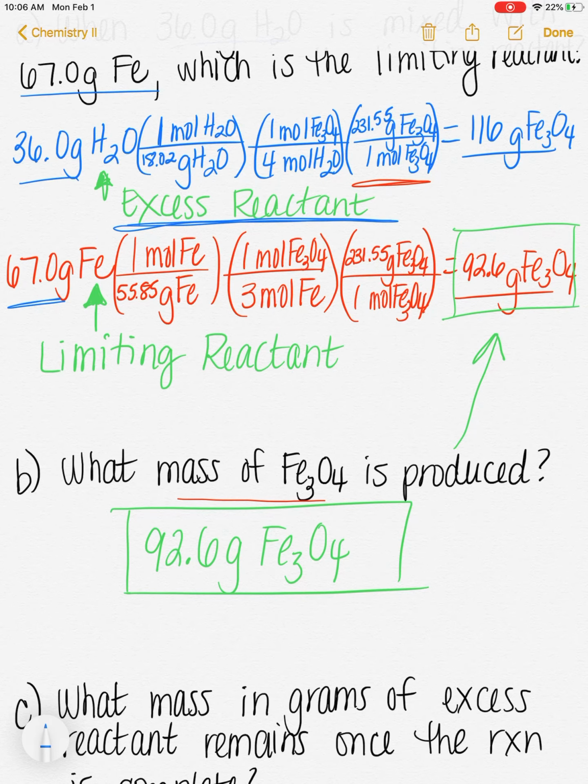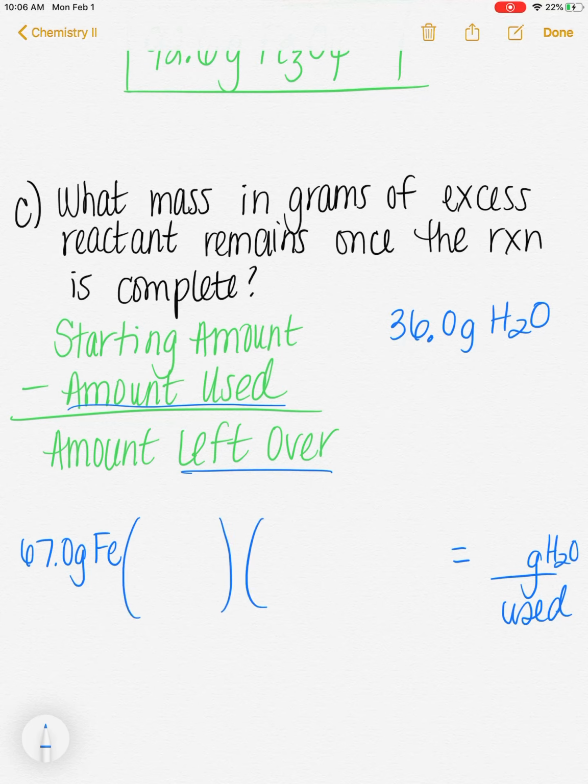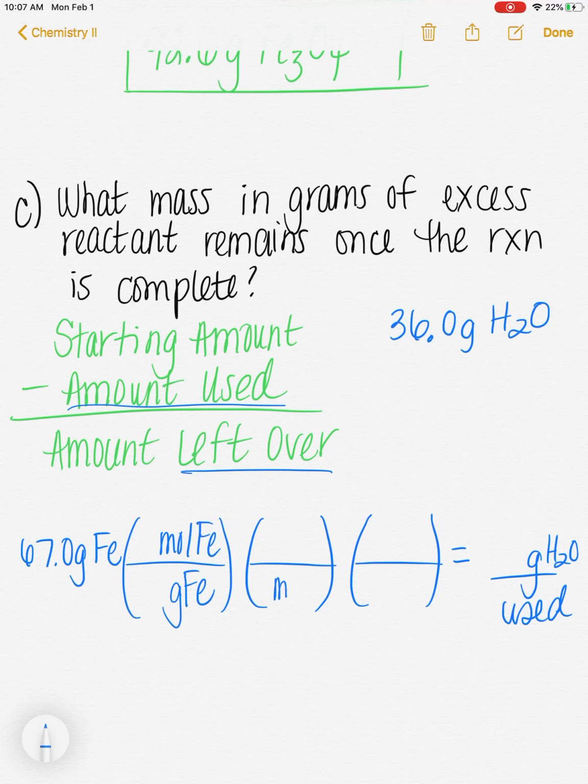So our limiting reactant was the 67 grams of iron. So I'm going to write 67.0 grams of iron. And I'm going to say, if I use all of those grams of iron, how many grams of H2O is that going to use up in the process? So grams to grams is a 3-step conversion. All right, in my first factor, I'm going to put grams of iron in the bottom. I'm going to go to moles of iron, but I don't want moles of iron, so I'm going to put that in the bottom. And I'm going to change to moles of water.